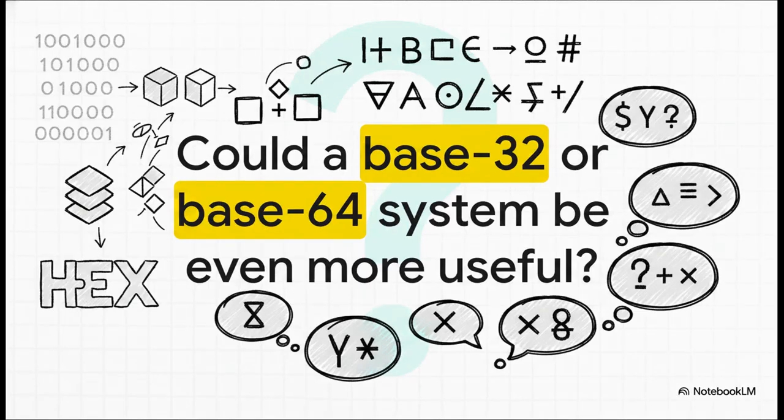So there you have it. We've gone from the simple on-off switches of binary all the way to the human-friendly shorthand of hexadecimal. And that kind of leaves us with a cool final thought, right? If base 16 is so useful for squishing 4-bit chunks of data, what about a base 32 system, or even base 64 to handle even bigger chunks? I mean, we used letters A through F for hex. What symbols would we even use next?